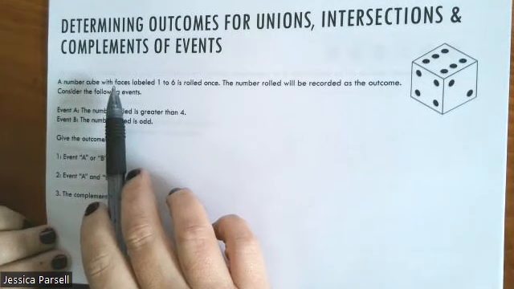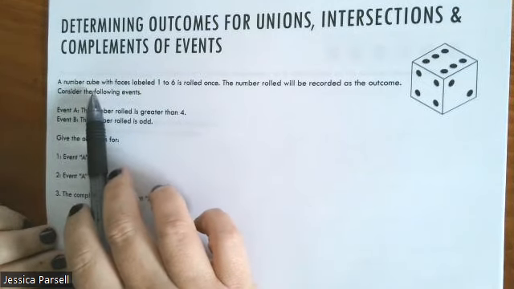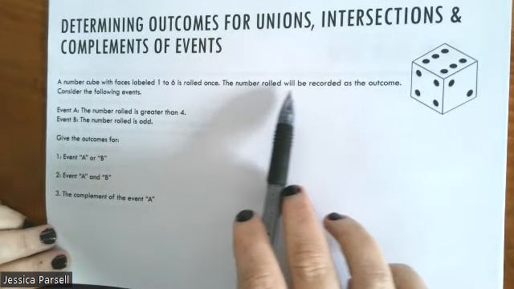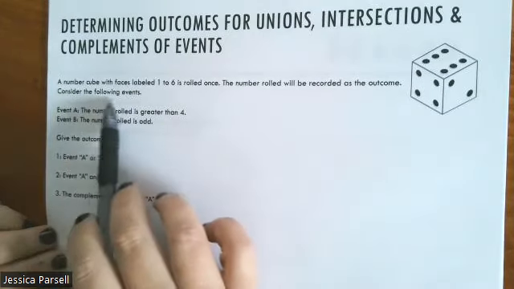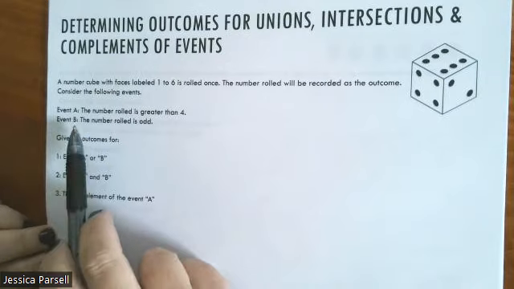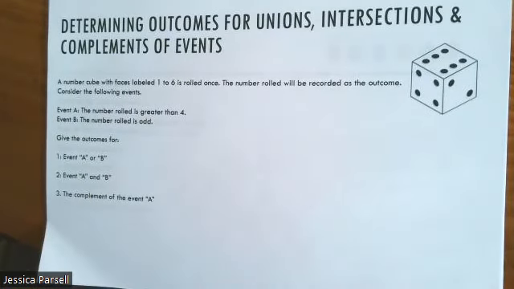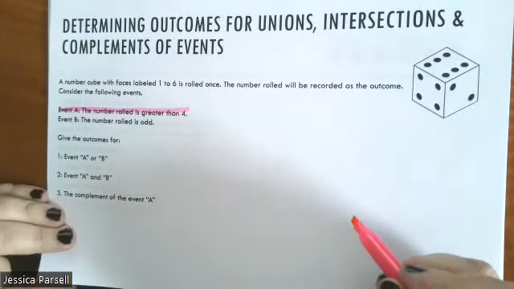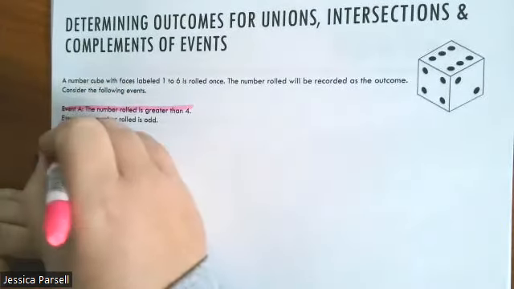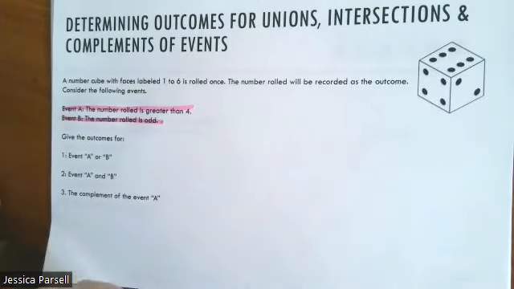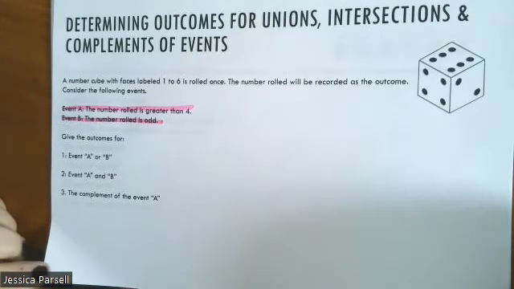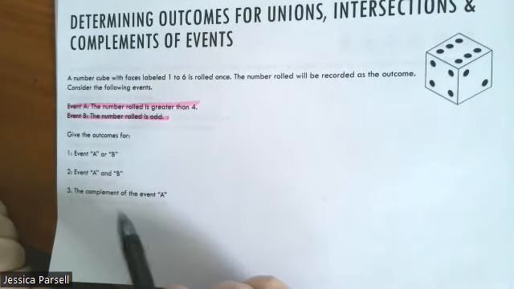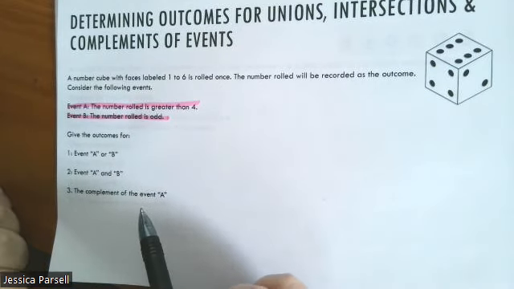So we're still working here with probability. A number cube with faces labeled 1 to 6 is rolled once. The number rolled will be recorded as the outcome. Consider the following events. Event A, the number rolled is greater than 4. Event B, the number rolled is odd. Give the outcomes for event A or B, event A and B, and the complement of the event A.